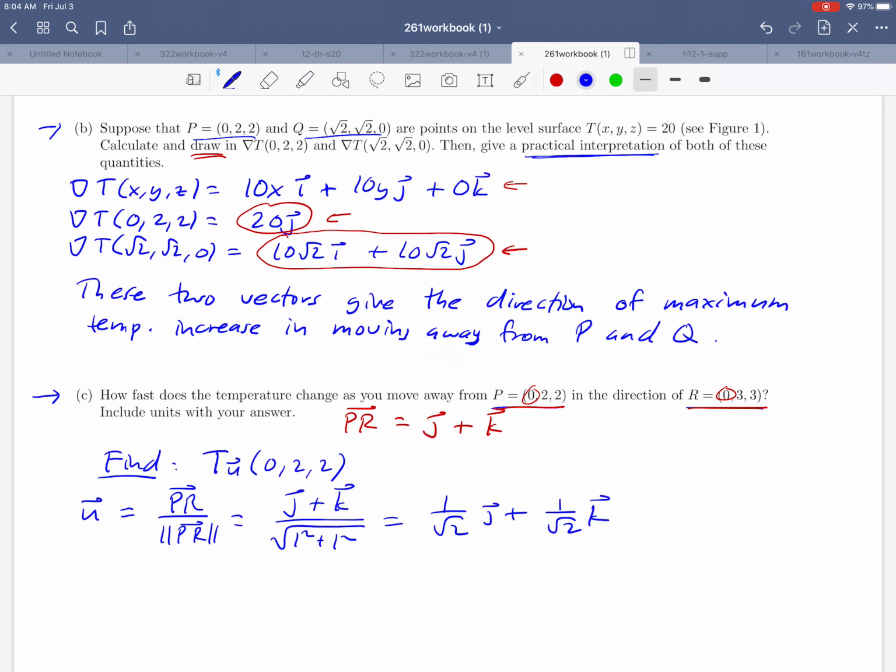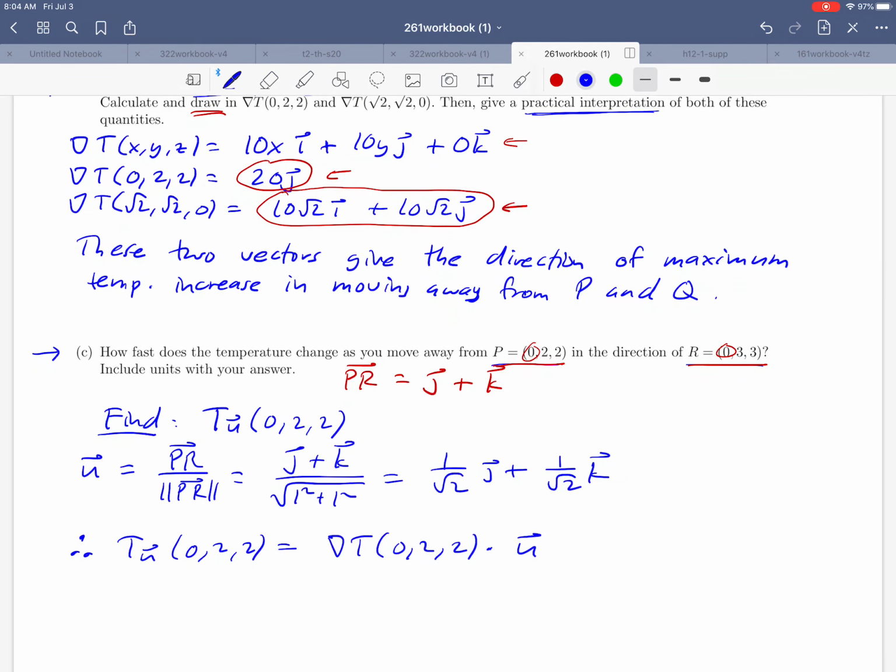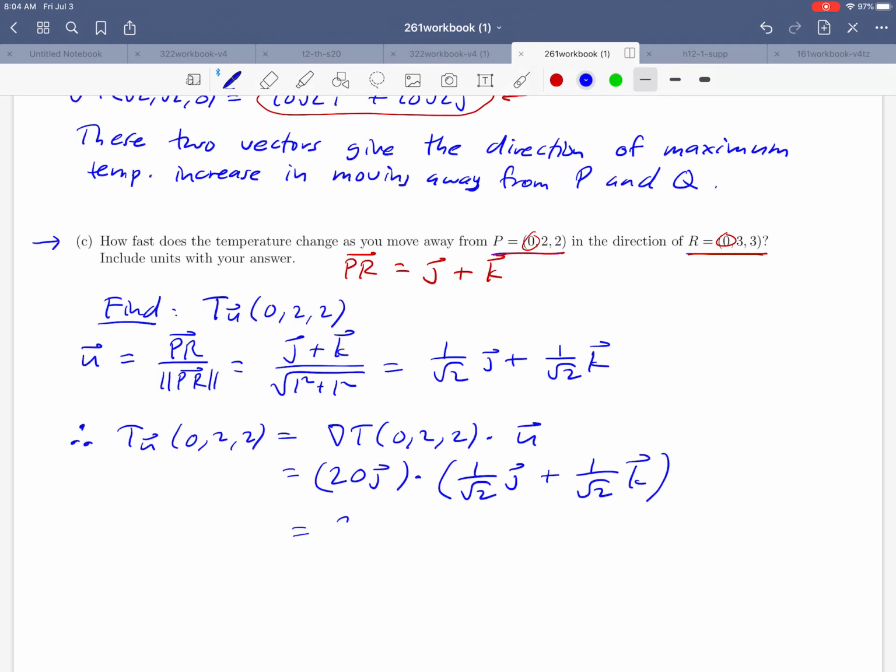And we're ready then to actually calculate this rate of temperature change. Thinking back to the formula from the last section, we can get a directional derivative by taking the gradient and dotting it with u, the direction that we're moving in. And notice that we already calculated this gradient up here in part B. We got 20j for it. We're going to take that and dot it with our unit vector, 1 over root 2 j plus 1 over root 2 k. Take that dot product and we're just going to get 20 over root 2, or let's go ahead and get a decimal for that as well.